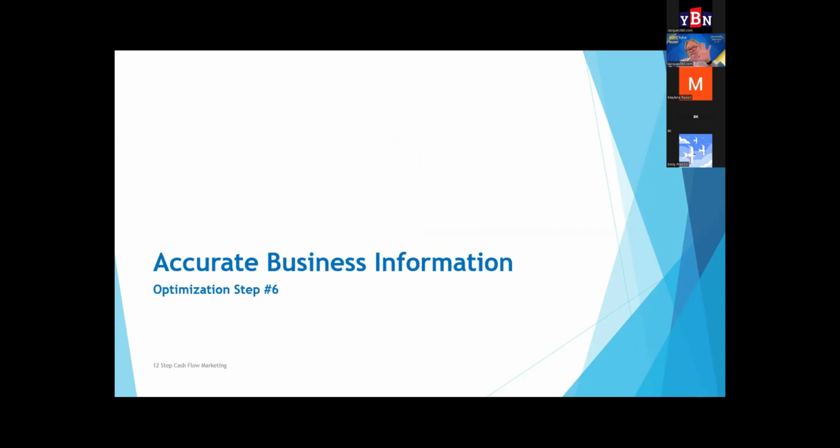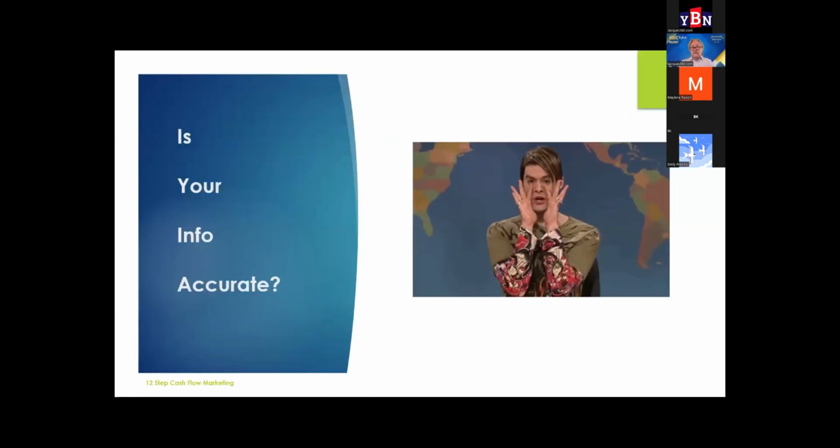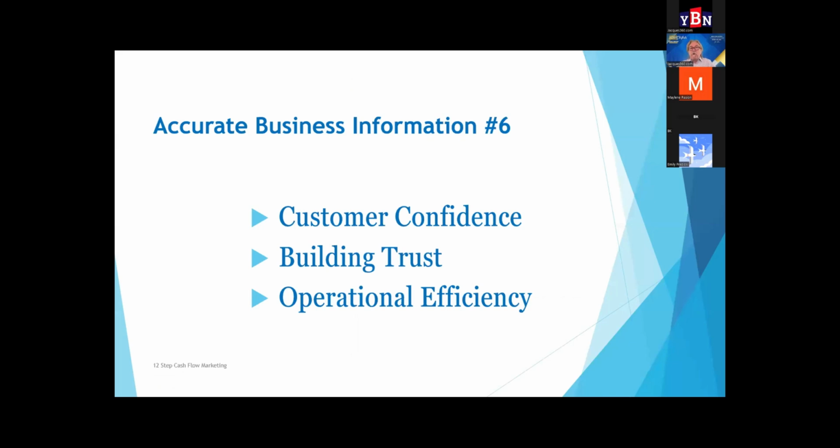There are really 5 basic things that you need to do on your Google Business Profile. You can't escape those 5 things. One of them is accurate business information. Is your information accurate across different platforms? And what does that do? It creates customer confidence. It allows you to build trust with that lead, that potential client down the road. And it's also about operational efficiency.